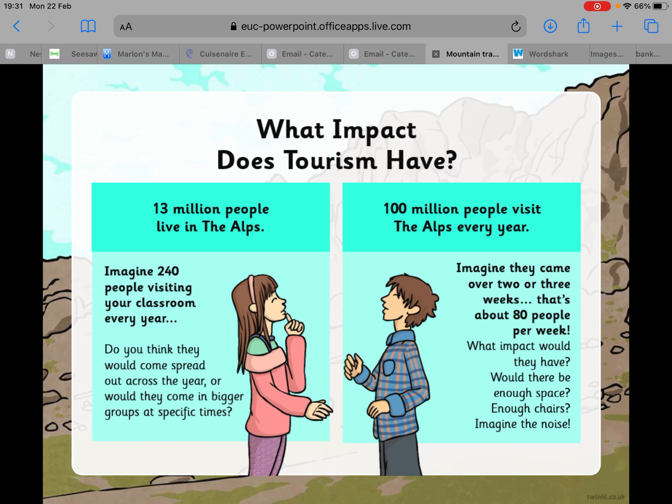What impact would that have on us? Would there be enough space for all of us? Would there be enough chairs? What about the noise? They'd all need feeding. They might leave litter. So you can see actually there might be some negative impacts of tourism.